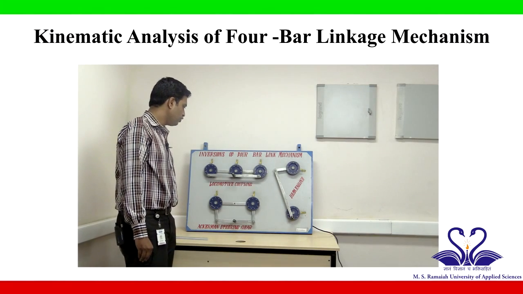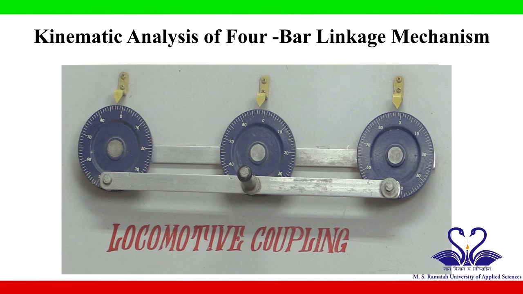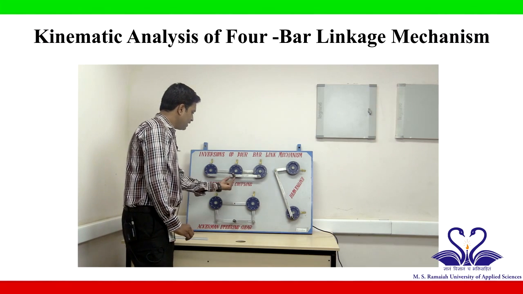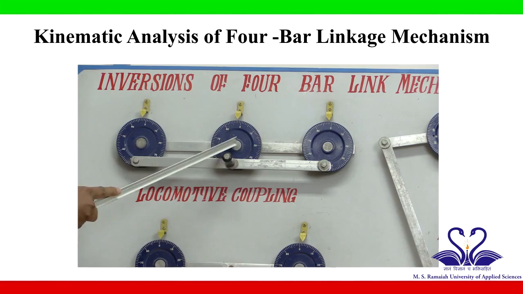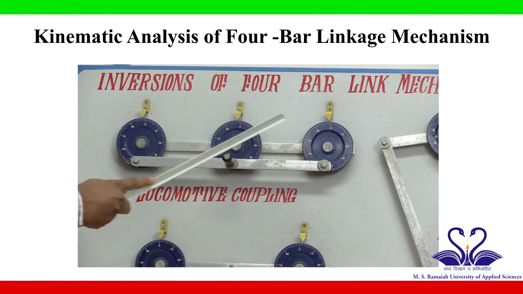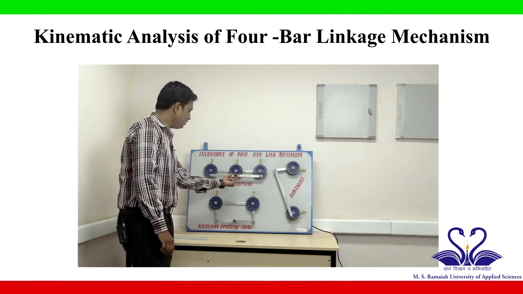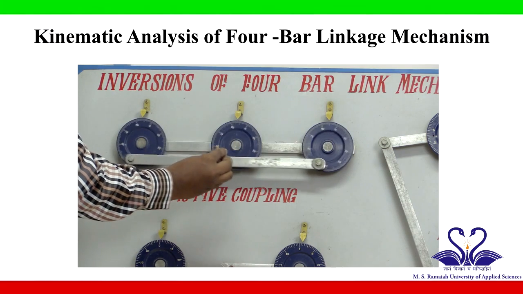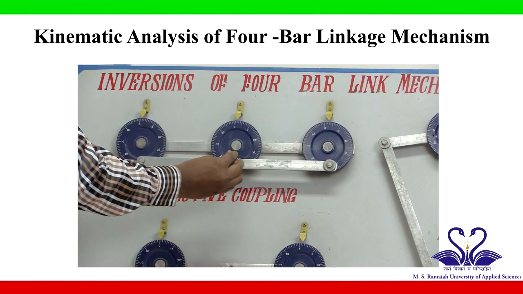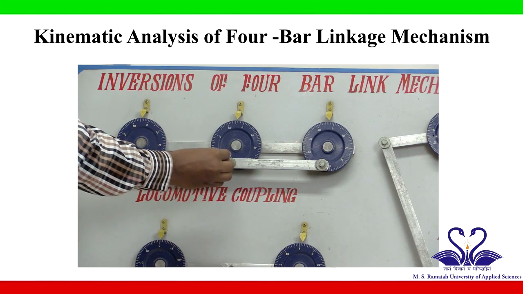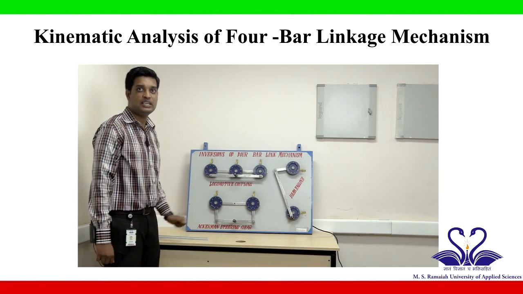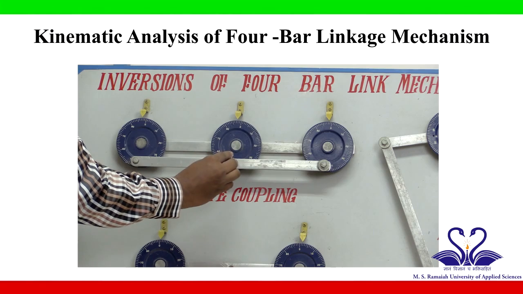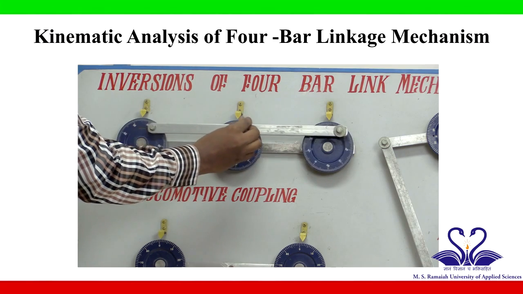Another application of 4-bar mechanism is in locomotive coupling system, in which we can see the input link here. This is called input link and these two are output links. If we try to give an input to the input link, the output links also get synchronized with the input link. So this type of mechanism is used in locomotive coupling systems. Here the speeds of input and output links are same.